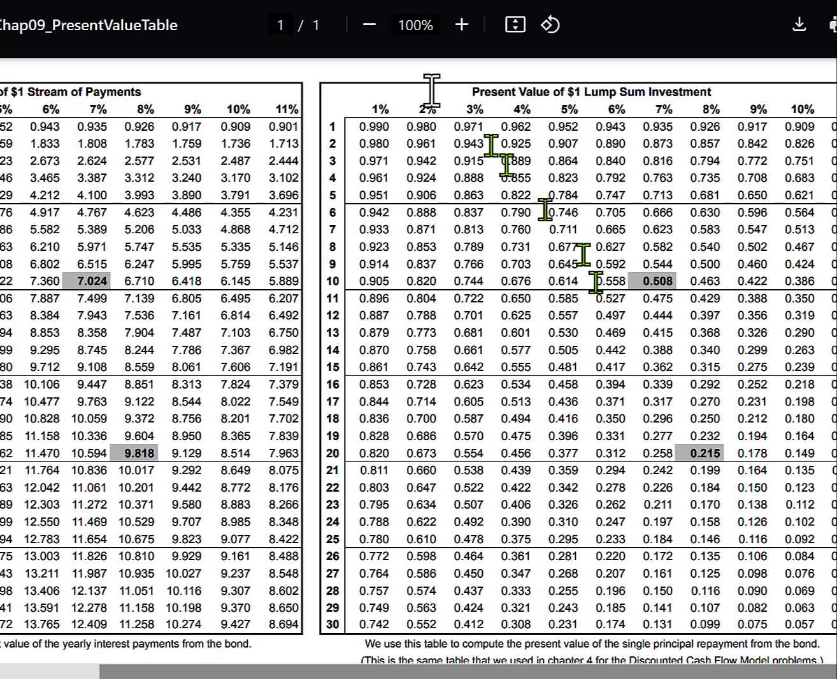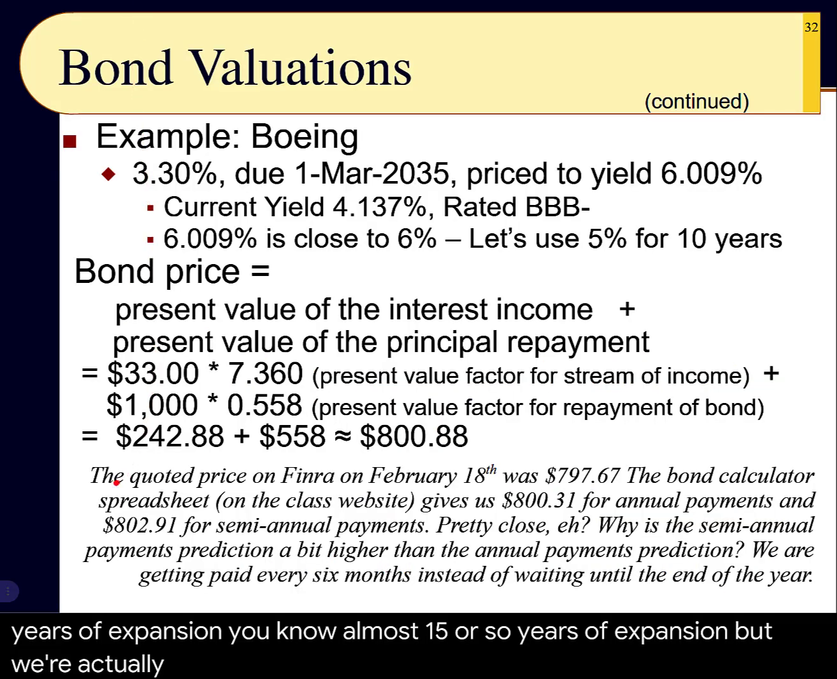So 0.558, and we multiply 1,000 times 0.558, and that's $558. If you don't understand why, just use your calculator. When you're multiplying by multiples of 10, all you have to do is move the decimal point. So the formula is saying that the bond is worth $800.88. The quoted price was pretty close, about $4 less.